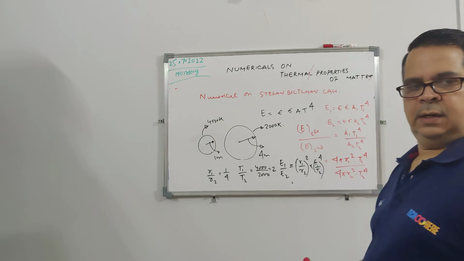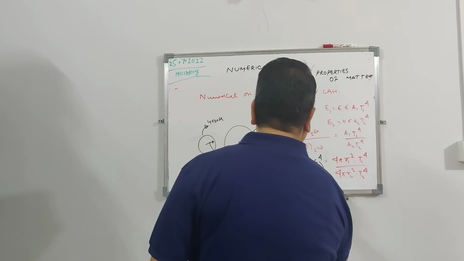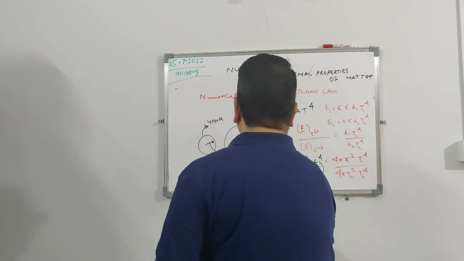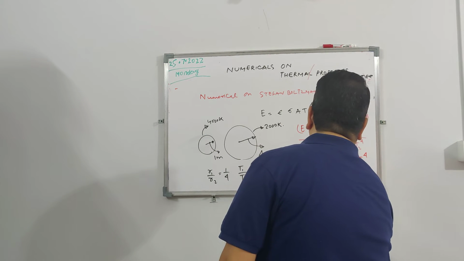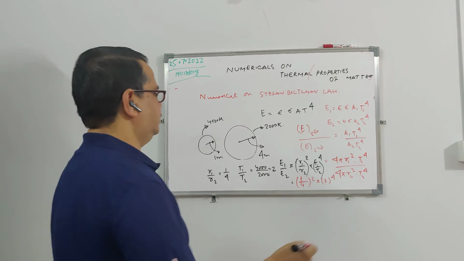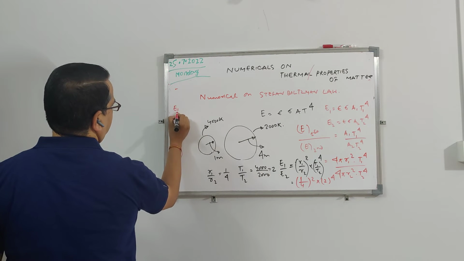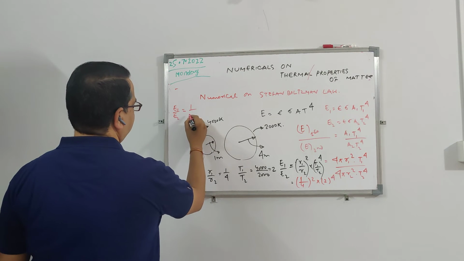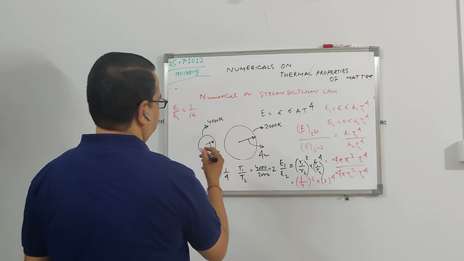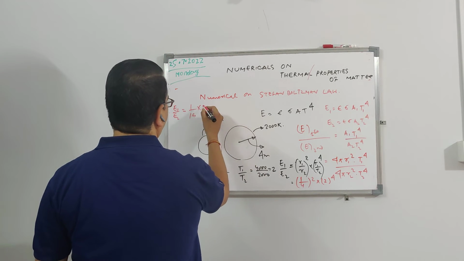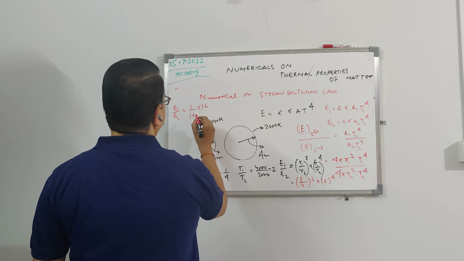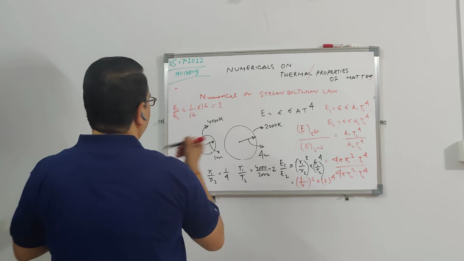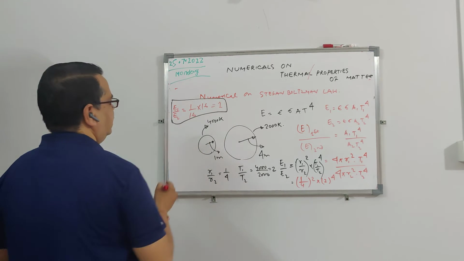So this will become 1 by 4 whole square into 2 to the power 4. One is square, other is 4. So 1 by 16 into 16. So E1 by E2 becomes 1 by 4 squared, which is 16, into 2 to the power 4, which is 16. So 16 and 16 cancel, so the answer is 1. So the ratio of energy radiated is equal to 1.